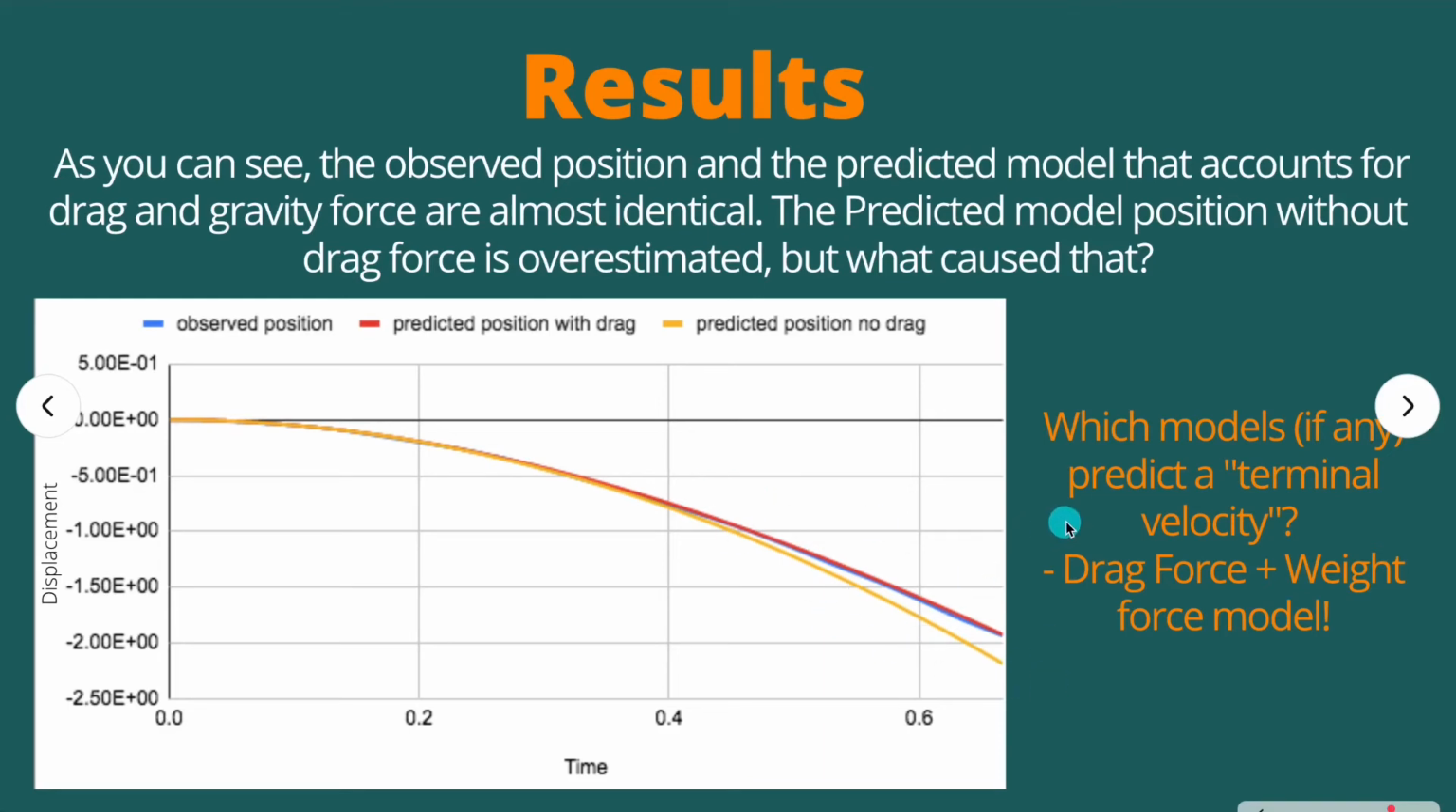So now let's think. Which models, if any, predict the terminal velocity? This would be the drag force. This would be the computational model that accounts for both drag force and weight force. Since our drag force is what gives us an actual terminal velocity, and only accounting for the weight force is not enough.